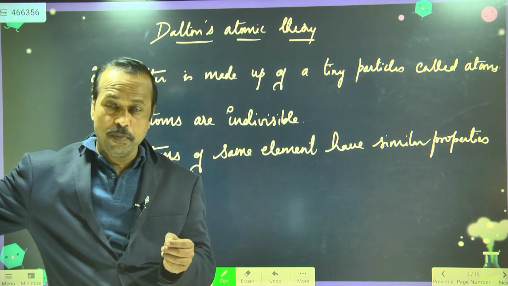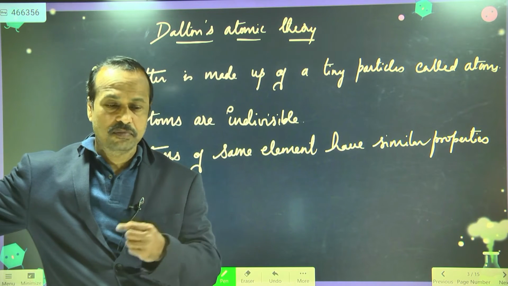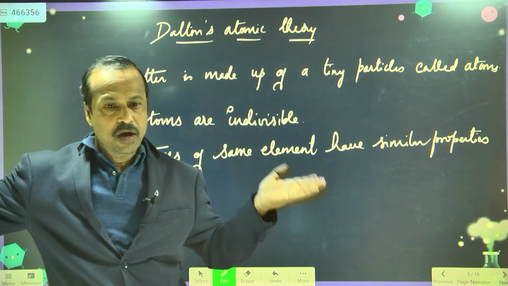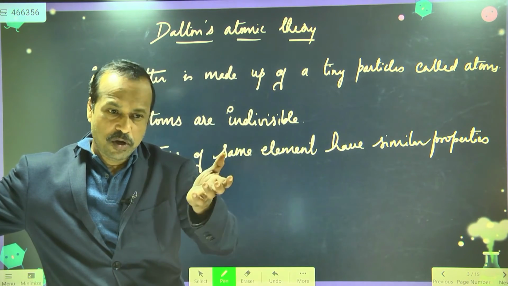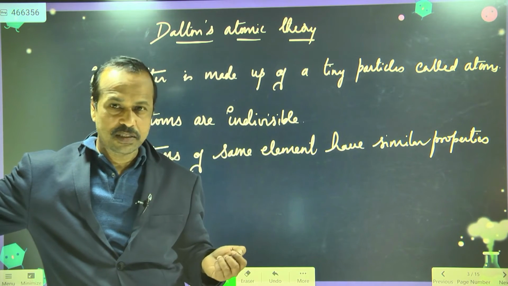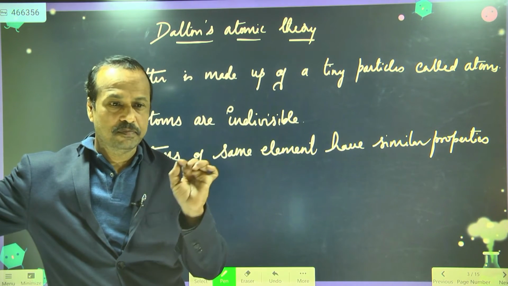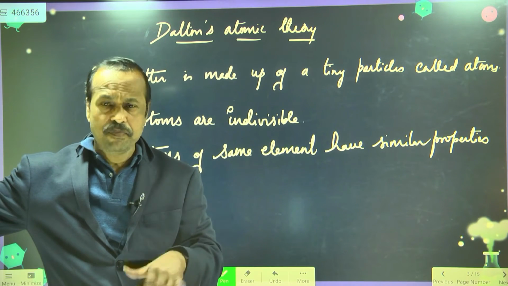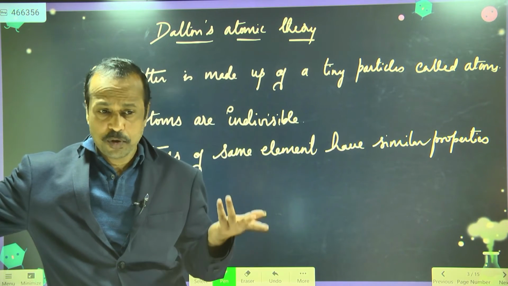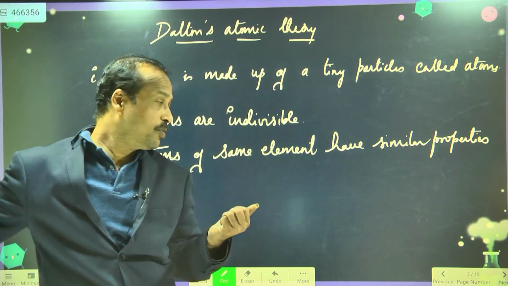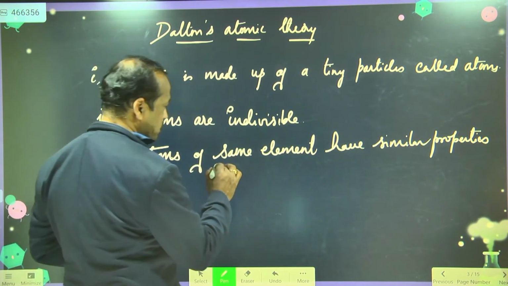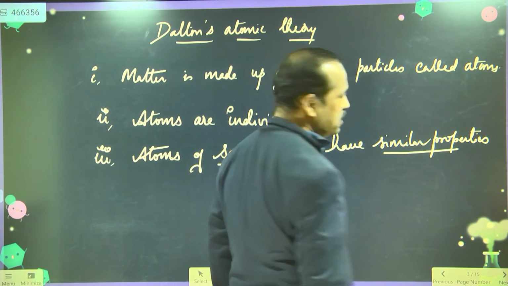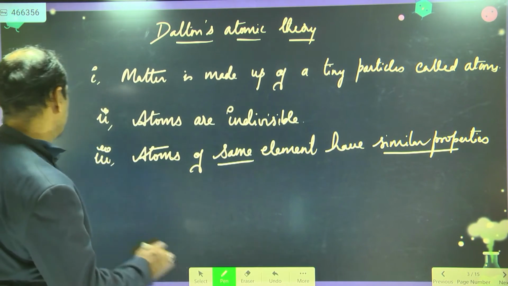Now, for example, take copper from one shop in Hyderabad, or from Vijayawada, or pure copper from Vizag, different places. If you check the properties of copper atoms from different places, the properties remain the same because all are copper only. Yes or no? So from this we come to know that atoms of the same element have similar properties. So that is the third one.